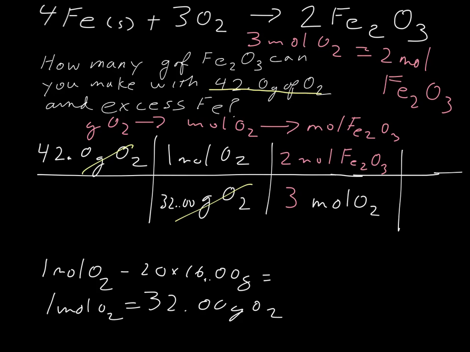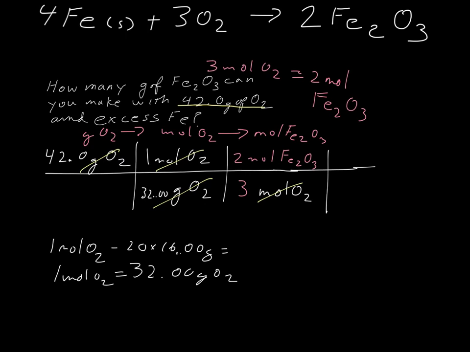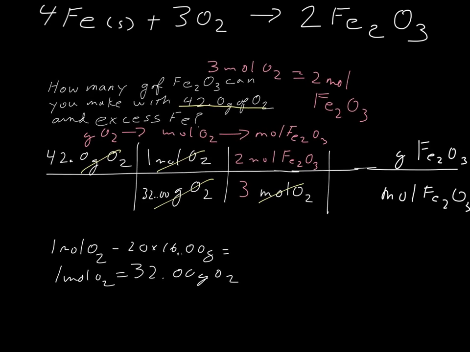Do I want moles of iron 3 oxide, though? No. I want grams. So I'm going to place those units where they'll cancel out as well, following that same diagonal pattern. Whatever unit's here goes here. Whatever unit's here goes here. Do I know a relationship between grams of iron 3 oxide and moles of iron 3 oxide? Of course I do. I always know the molar mass of a substance.